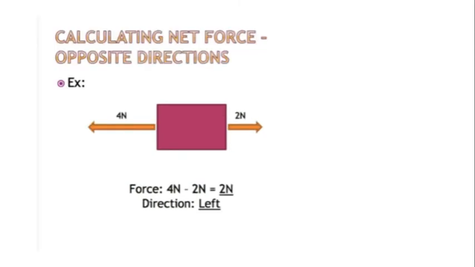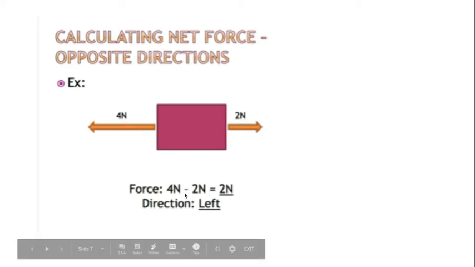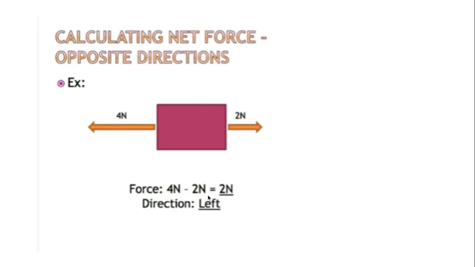Now, if my net force is opposite, so in this example, I have an object with two different forces acting upon it. One is going to the left with a greater force of 4 newtons, and the object is also being pulled to the right with a weaker force of 2 newtons. So these are not acting in the same direction, but they are opposite of each other. So to do this, I want to subtract the smaller number from the larger number. So 4 newtons minus 2 newtons gives me a net force of 2 newtons.